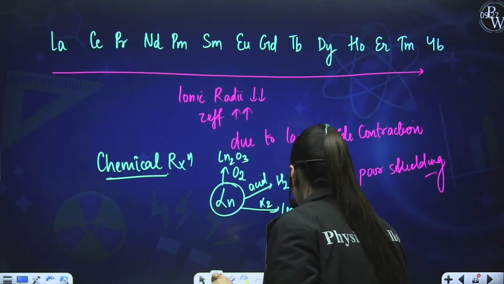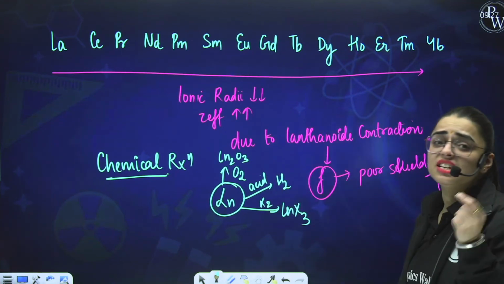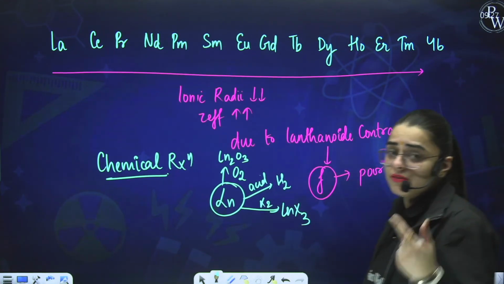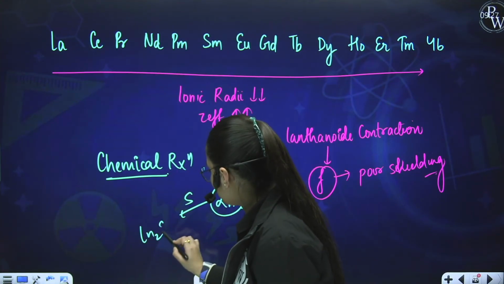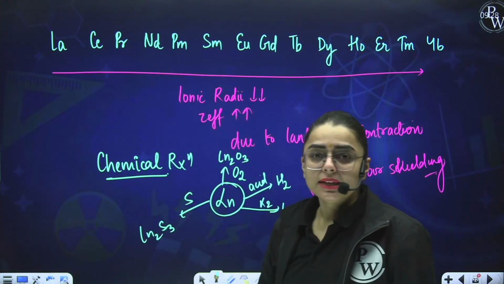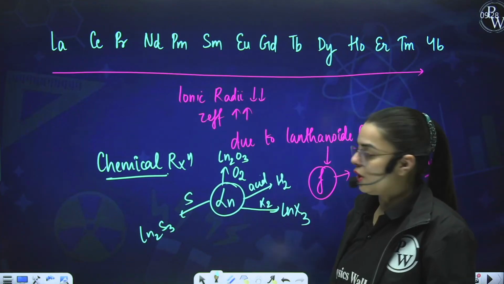Sorry. Reacts with X2, LnX3 will be formed over here. When it reacts with sulfur, Ln2S3 will be formed. Okay, these are the reactions that are already given in your NCERT.